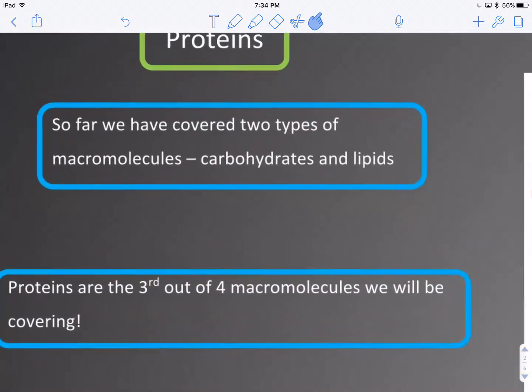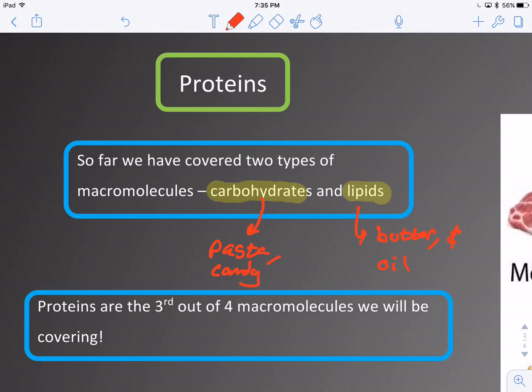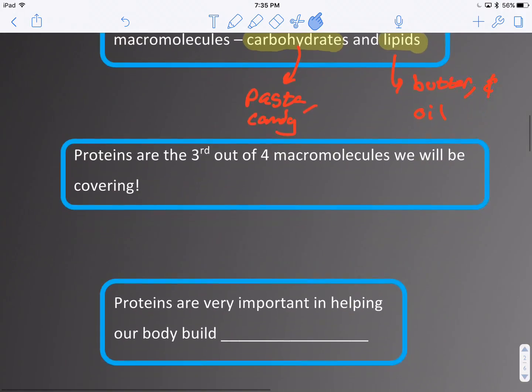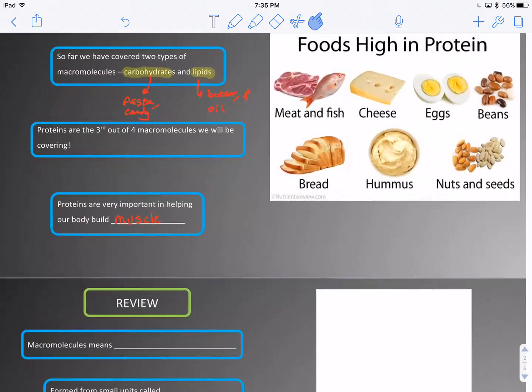Okay, so as we had talked about so far, we have covered both carbohydrates and lipids. And remember, carbohydrates are things such as pasta, candy, right? Whereas lipids were things like butters and oils. So the thing with proteins, as we hinted to earlier, is that they're very important in our body for building muscle. That's their big importance, that our body uses them as a building block for muscle.